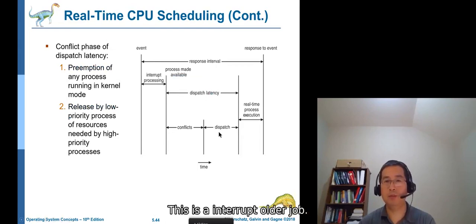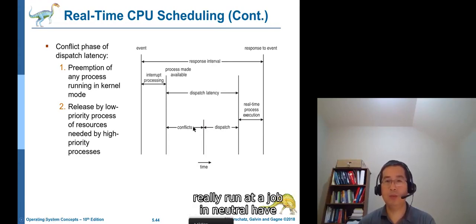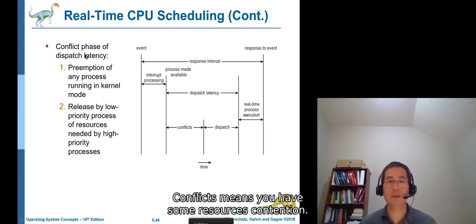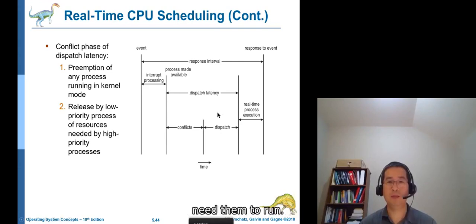So that means run the new job. This is interrupt the old job. So run the new job, you have two things. So before you start really run that job, you need to have this conflicts phase of dispatch latency. That means you have two phases. The first phase is conflicts. Conflicts means you have some resources contention. So we cannot let the old process or the old task reserve or keep those resources just because the new process or task need them to run.